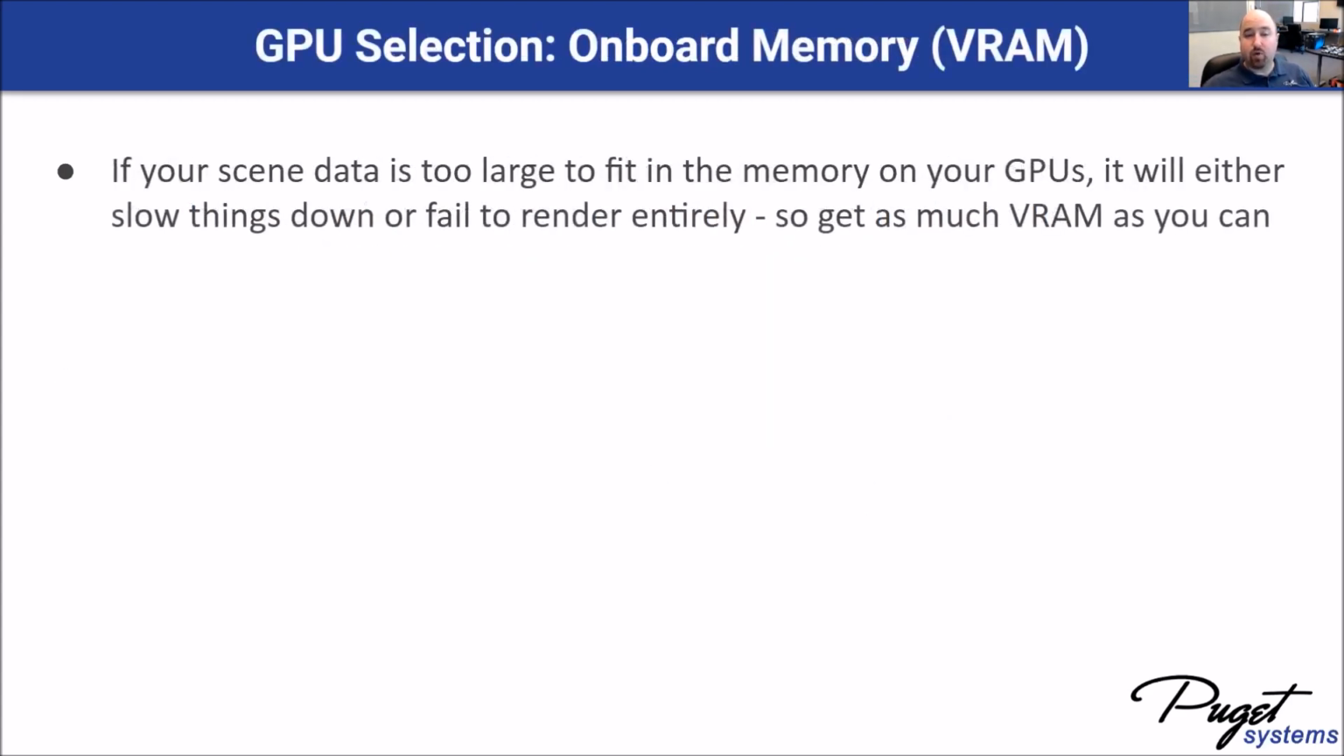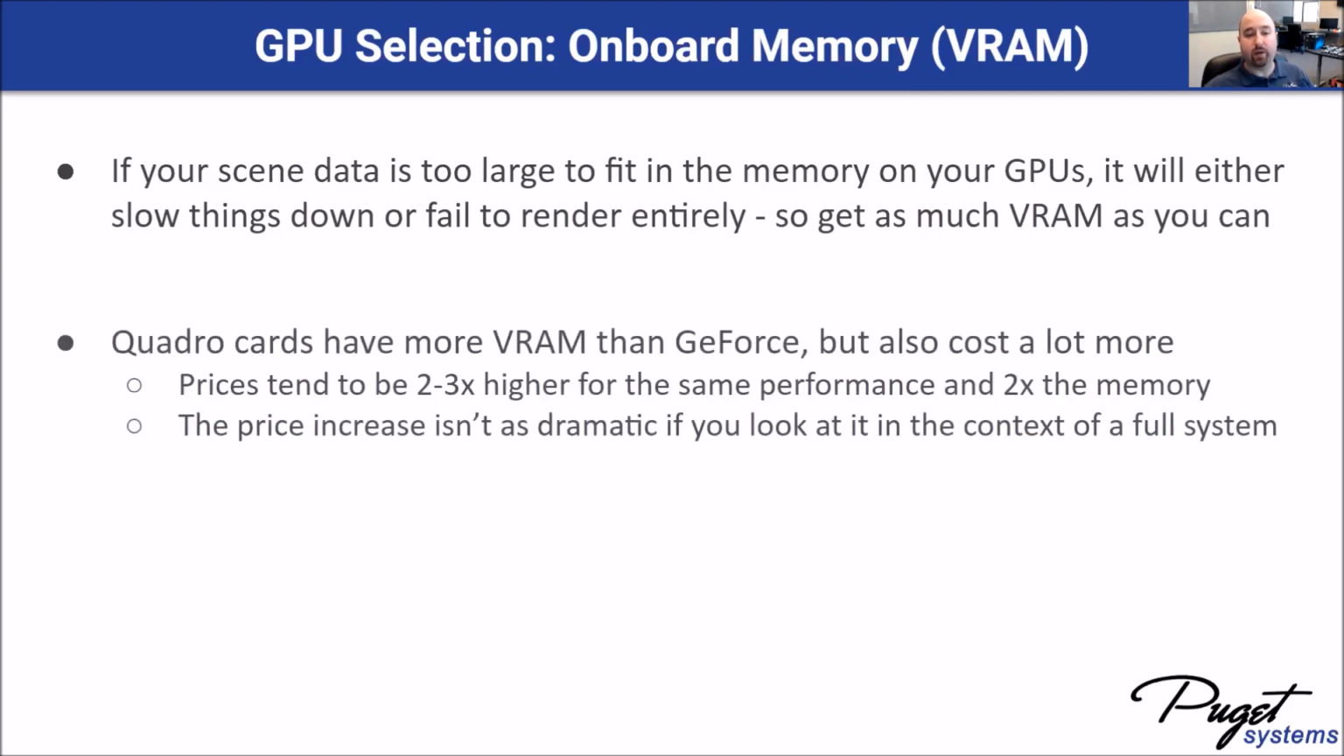So talking a little bit more about that VRAM, if your scene data is too large to fit in the memory, depending on the rendering engine, it might just slow things down if it has to use out-of-core memory for some of that. Or in some cases, it might fail to render entirely. So you do want to make sure you get enough VRAM for what you plan on doing. And again, as we saw in that chart before, Quadro cards have more VRAM than GeForce. Usually there are some comparisons where it's not the case, but for the most part, they do cost a lot more money. Prices tend to be about 2 to 3 times higher for a Quadro with the same performance as a GeForce card, but you usually get about 2 times the memory as well.